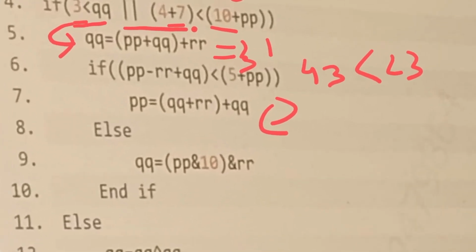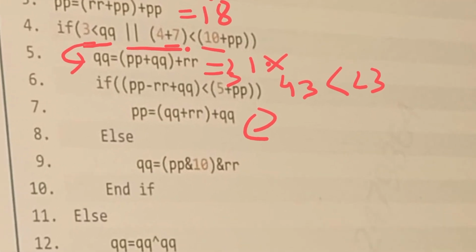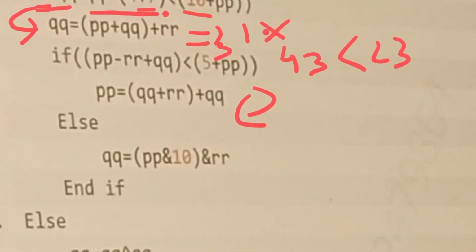So the new value of q is being initialized here, so the value of this q will be ignored. The value of q becomes p AND 10. What is the value of p? That is 18. The binary representation of 18 is 10010, and 10 is 01010.